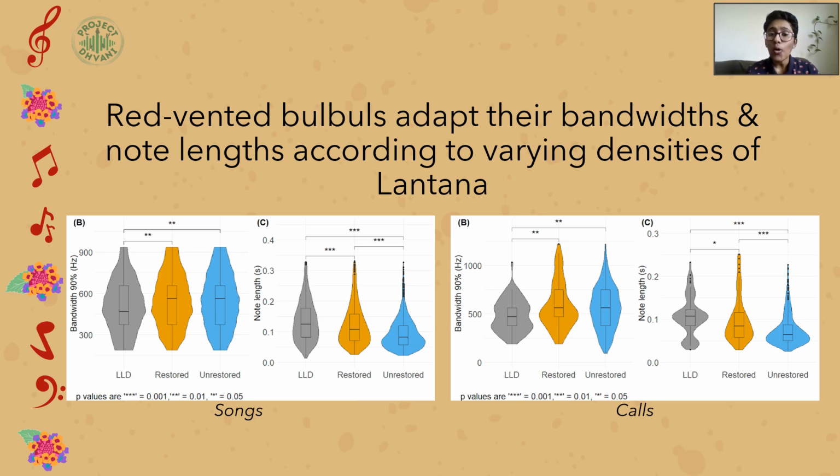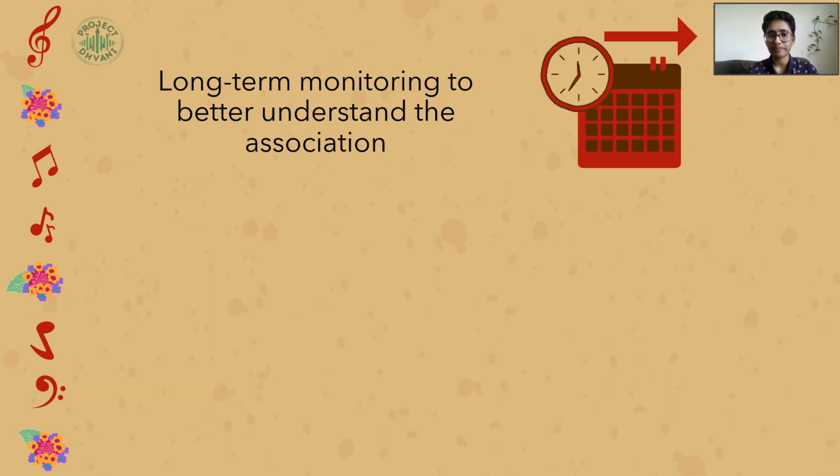Red-vented bulbuls also vocalized with narrower bandwidths and longer note lengths in low lantana density sites, but with broader bandwidths and shorter note lengths in unrestored sites with high densities of lantana. This suggests that the bulbuls might be adapting their vocalizations because longer notes and shorter bandwidths travel farther in dense overall vegetation, whereas shorter, more frequent notes ensure effective transmission in open habitats.